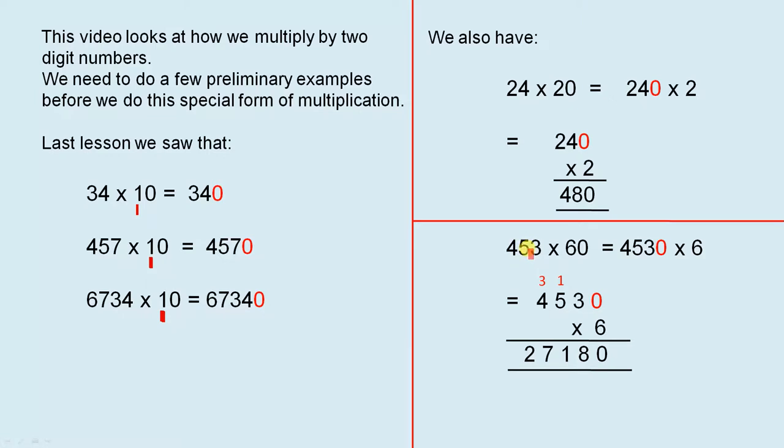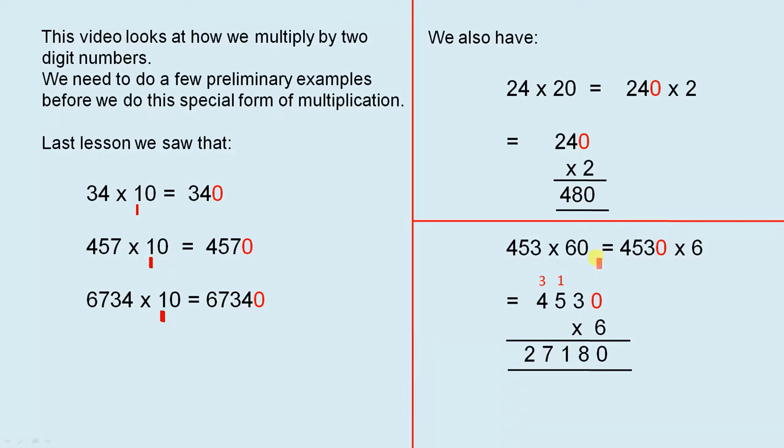If you have 453 by 60, you're allowed to put the 0 there, but you still have to multiply by 6. So we have it here. 6 times 0 is 0. 6 threes are 18. Put down the 8, and there's the 1. 6 fives are 30, plus 1 is 31, put the 1 there and there's the 3, and 6 fours are 24, plus 3 is 27.